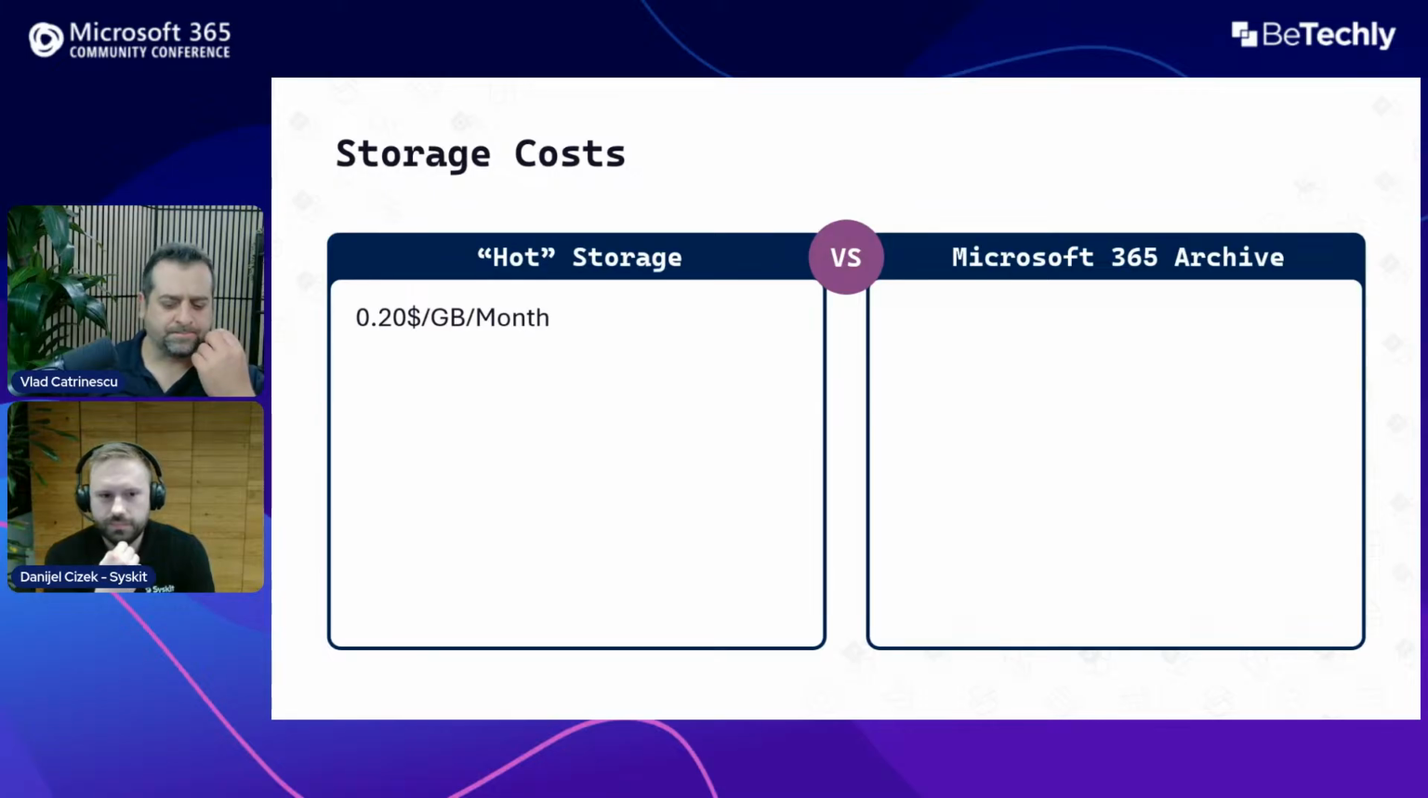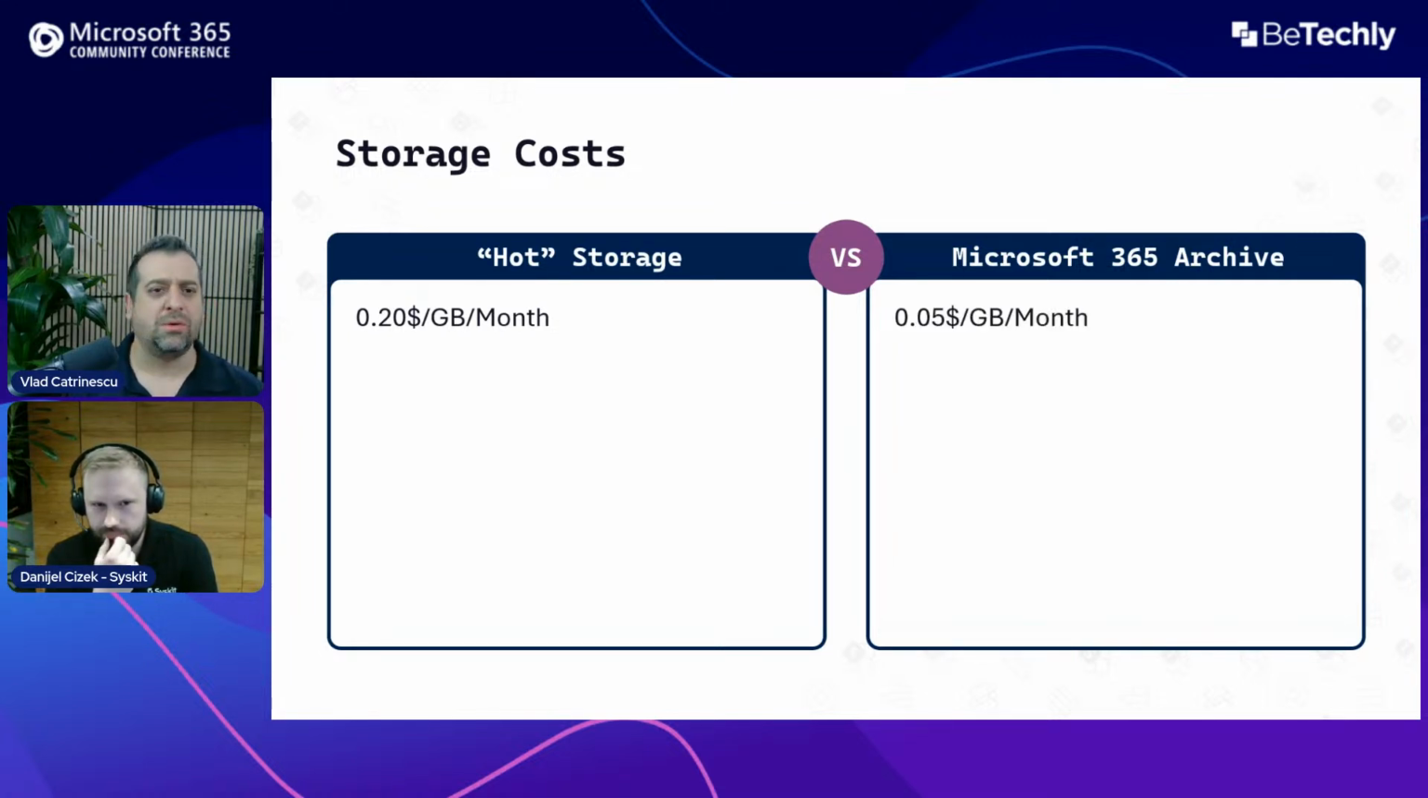So we have the pooled storage that's included in M365. If you go over it, you start paying 20 cents per gig a month. If you move that content to Archive, you will now pay only 5 cents per gig a month. So again, you're saving 75% just by moving stuff to cold storage.